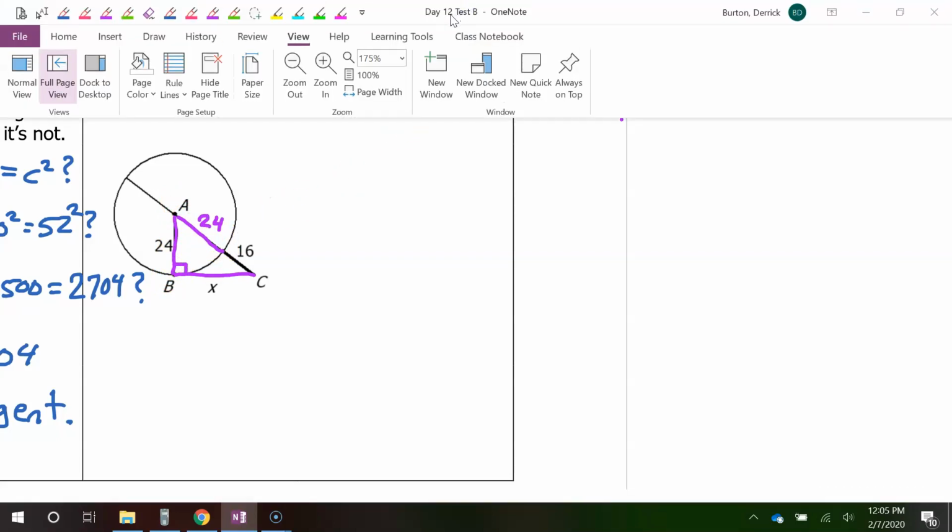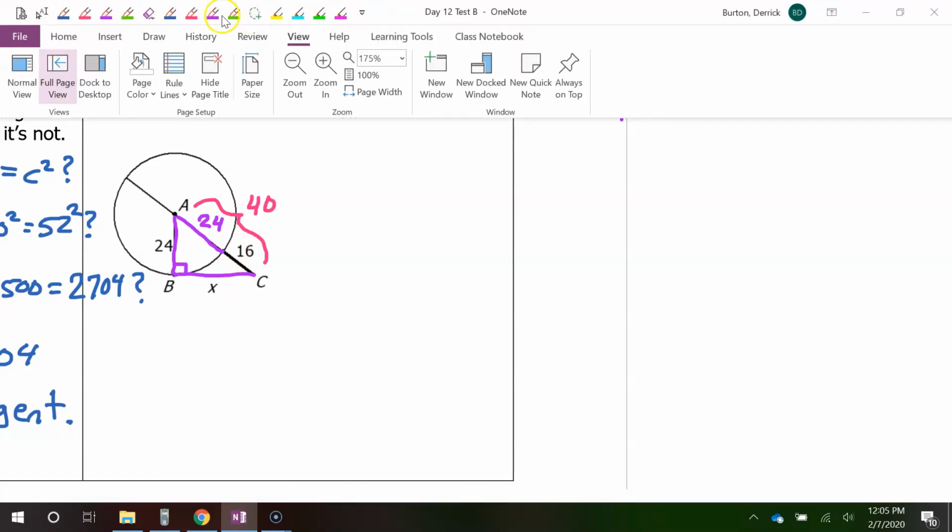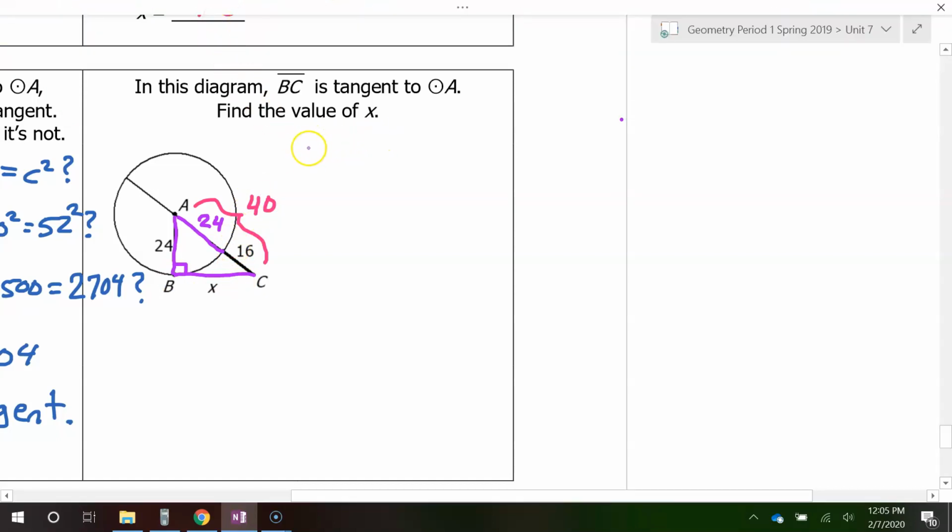So to find x, I'm going to do a Pythagorean theorem. However, please understand that the hypotenuse here is going to be the sum of these two. So that's going to be 40. So when I do the Pythagorean theorem, I'm going to be dealing with a hypotenuse of 40. So a squared plus b squared equals c squared becomes x squared plus 24 squared equals 40 squared.